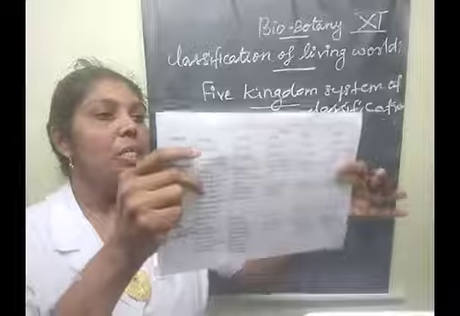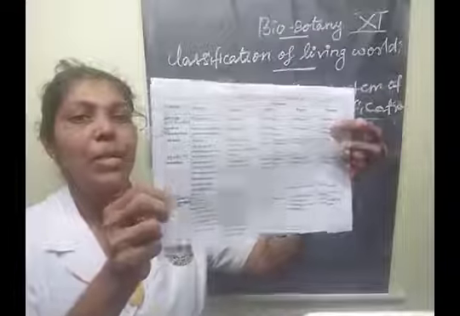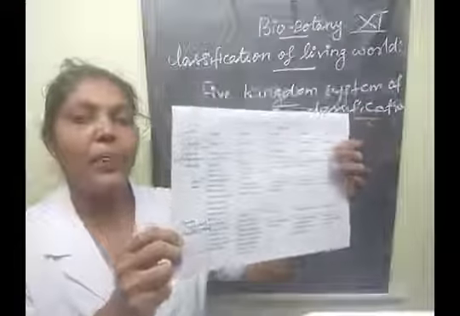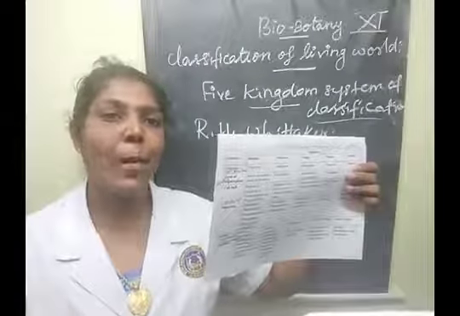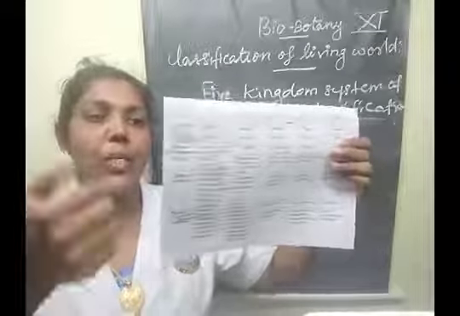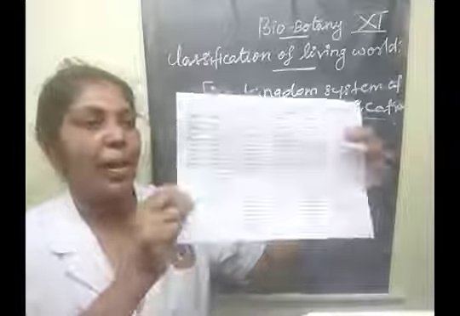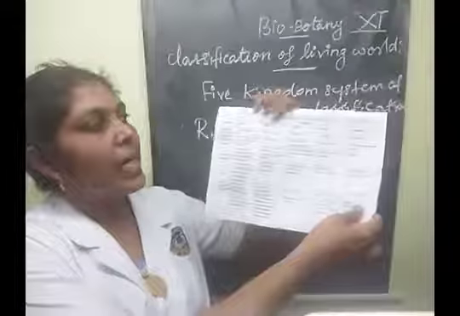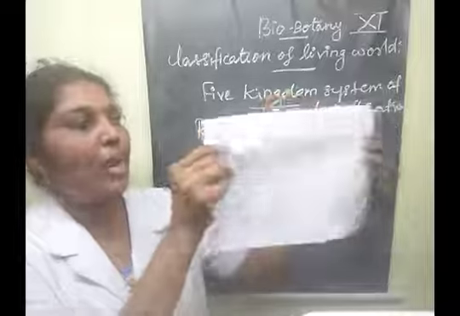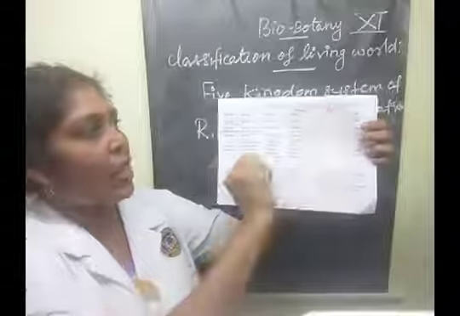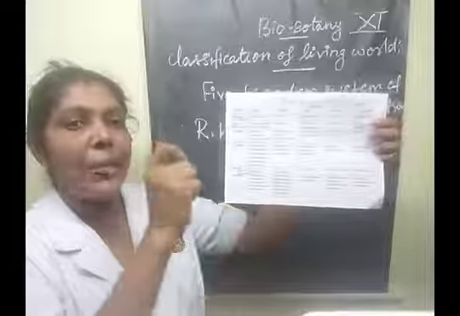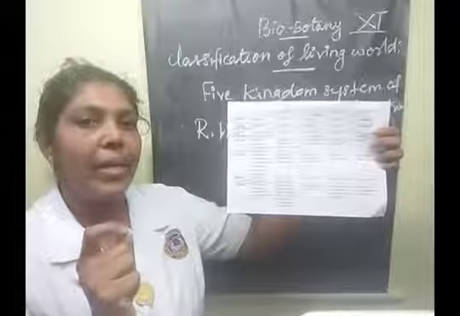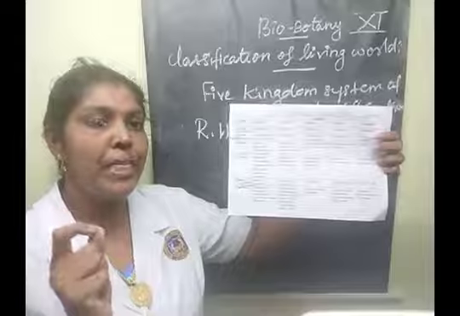Understood, children? This is one of the tabular columns given in your textbook. If you have the textbook, all of you please open that textbook, children. Listen one by one. Yes. Here it's a comparative study of this 5 kingdom system of classification. First, row wise you write the criteria. Criteria, did you remember that?